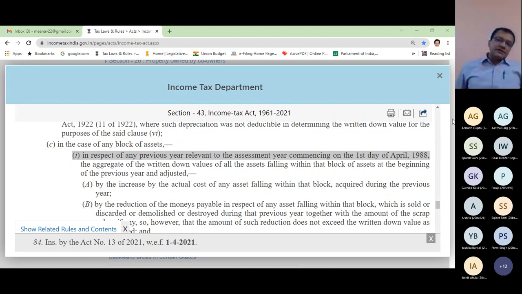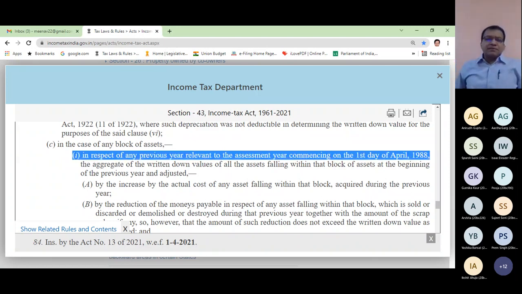Can you tell me which assessment year or years this line 1 is talking about? Is it talking about only 1 year or more than 1 year? What does this line 1 want to convey? Sir, more than 1 year. More than 1 year. Any other answer? It is only 1 year, not more than 1 year. Read it carefully. It says, in respect of any previous year relevant to the assessment year. No, it is not saying assessment years.